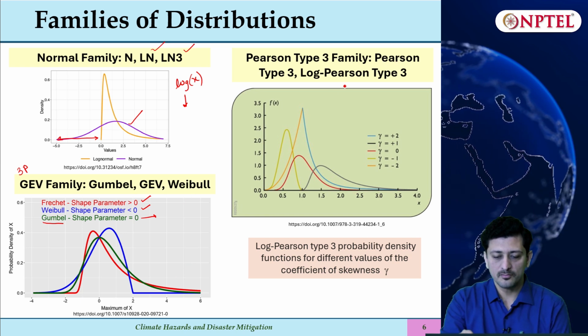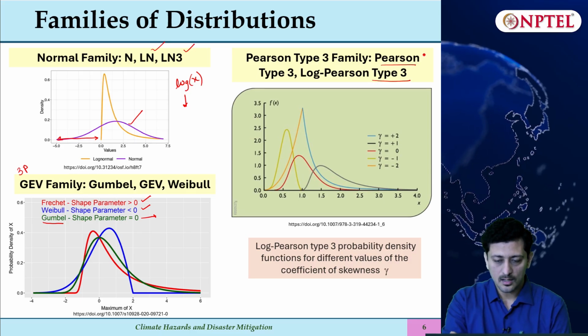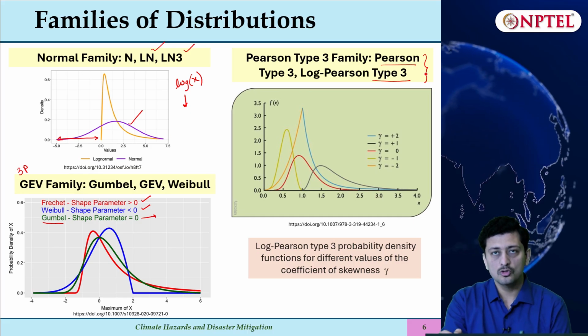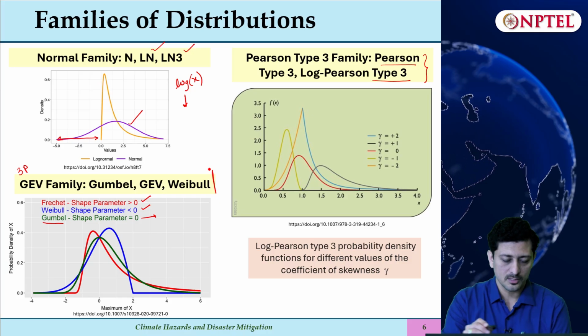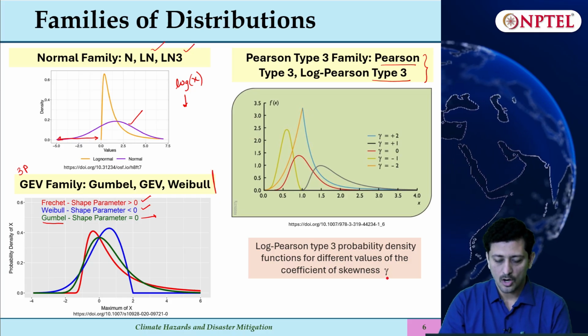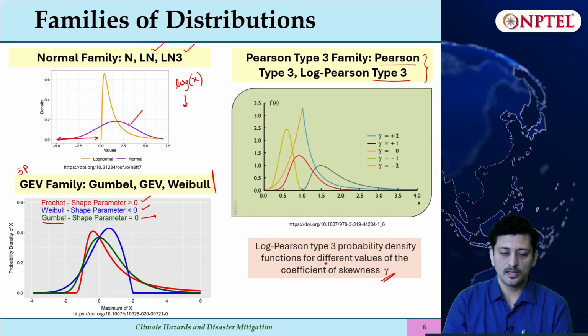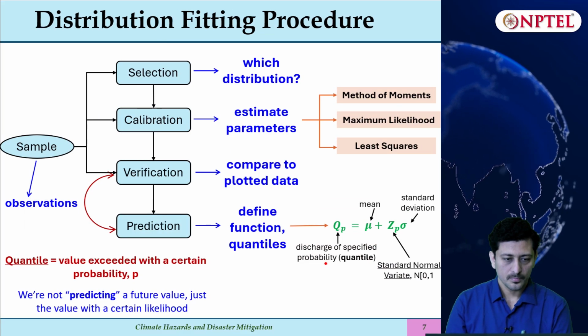In the Pearson family, we have Pearson type 3 and log Pearson type 3. Log Pearson type 3 is used for modeling extremes, but more so in the United States, not in India. In India, usually the GEV family is preferred. In log Pearson, there is a parameter, the coefficient of skewness, which will determine the behavior of this distribution.